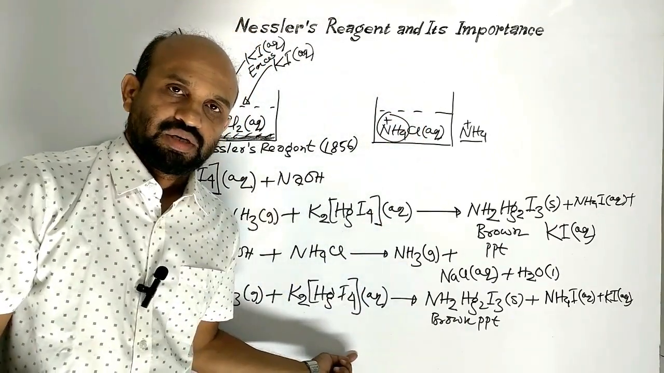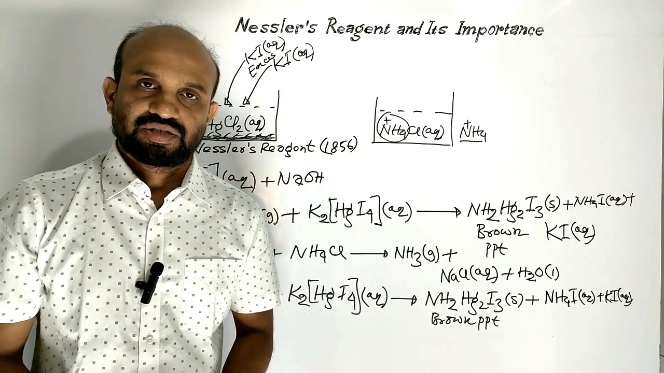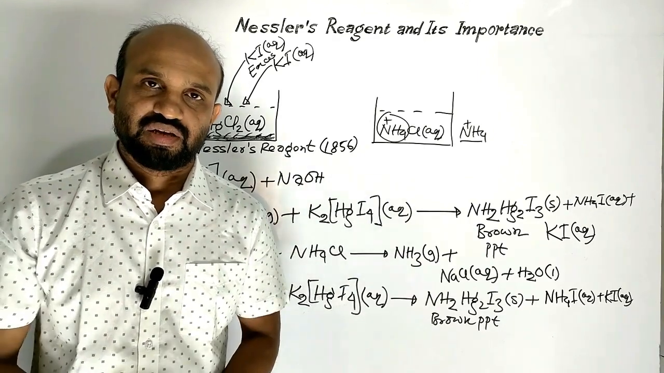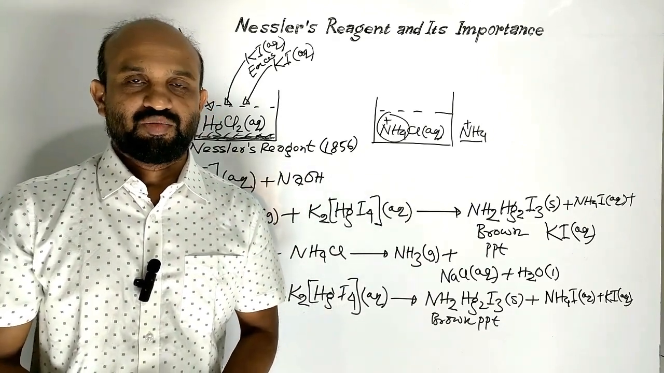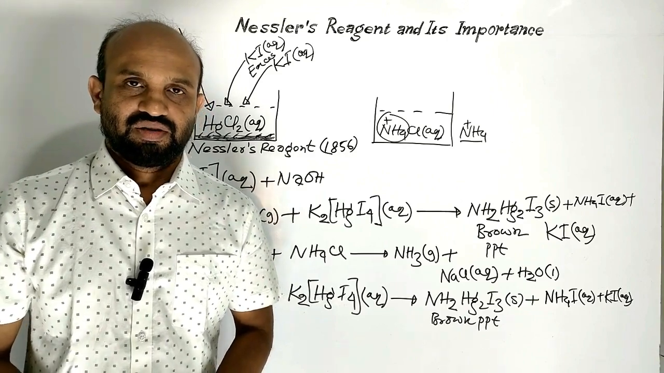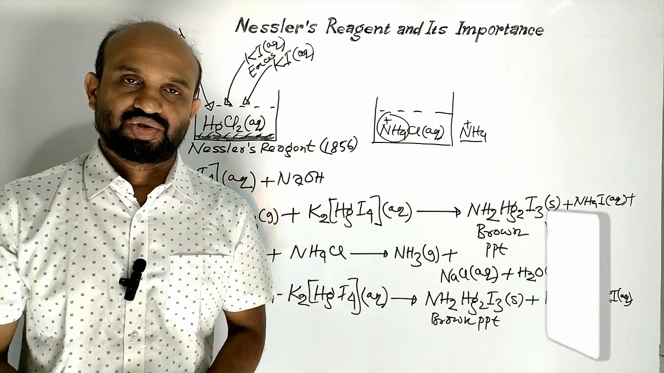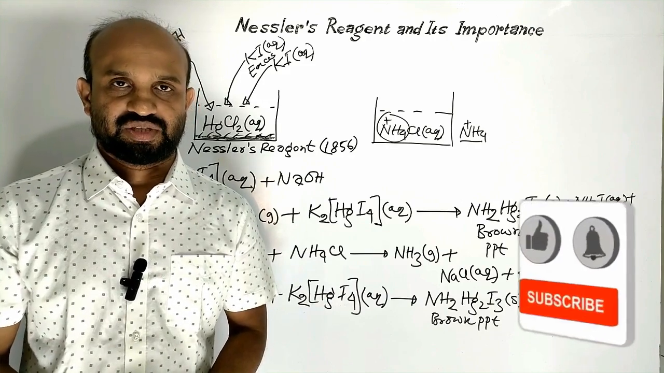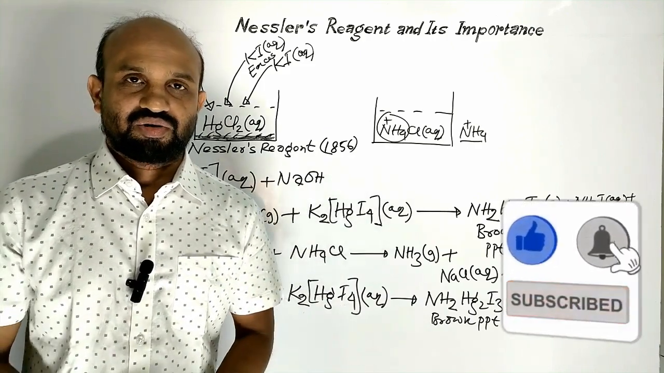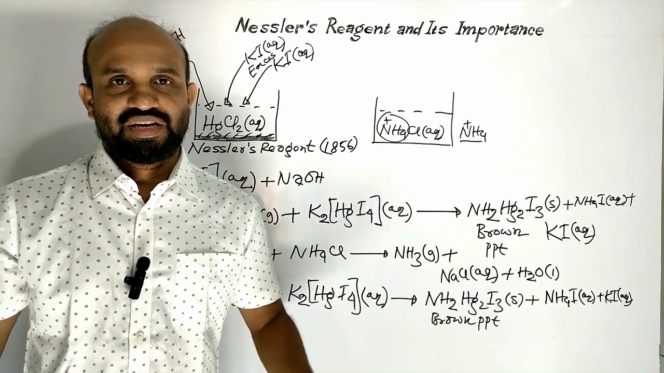So, in this way, Nessler's reagent is used to identify ammonia gas and ammonium ion in solution. Nessler's reagent, which is named after German chemist Julius Nessler in the year 1856. This is all about Nessler's reagent. No more today. Thank you very much.